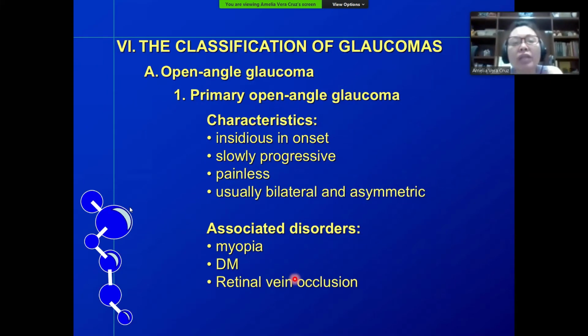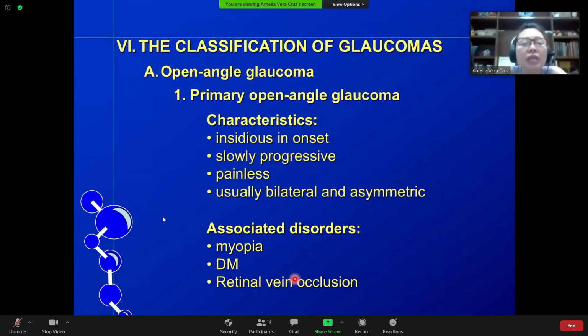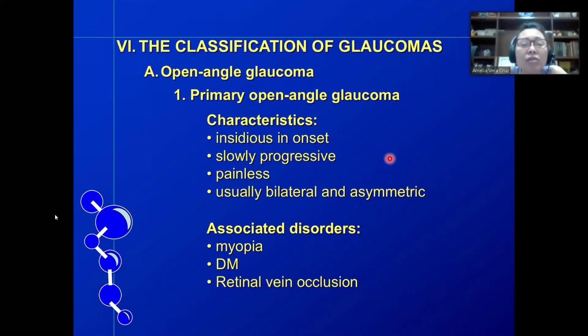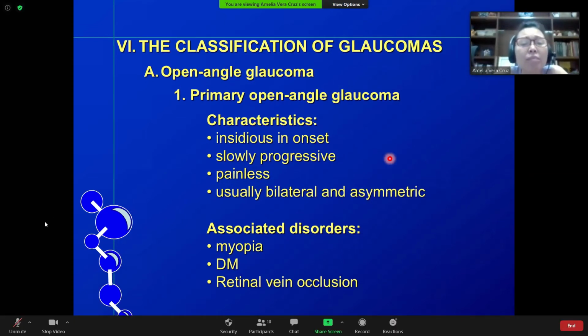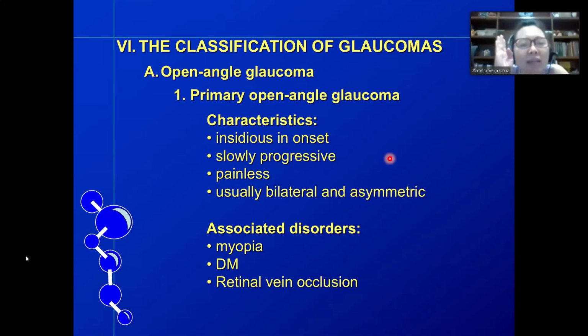So, let's go to the classification of glaucomas. Okay. Your open-angle glaucoma. Now, the characteristics. It is insidious in onset, is slowly progressive, usually painless, and usually bilateral and asymmetric. Now, primary glaucomas are usually bilateral. Ang primary, kay open, kay close, pareho silang bilateral. And usually asymmetric. Ang ano lang sa primary kasi, painless.